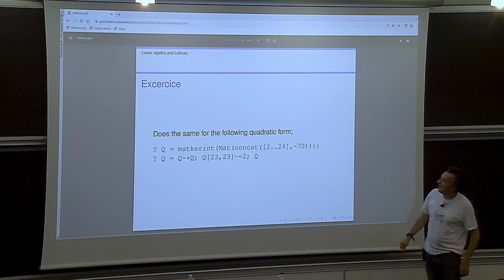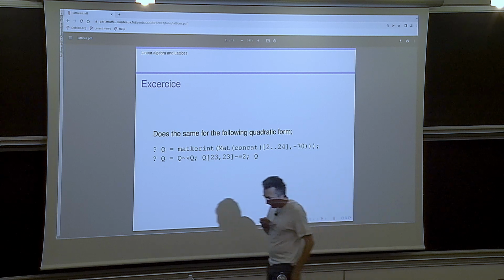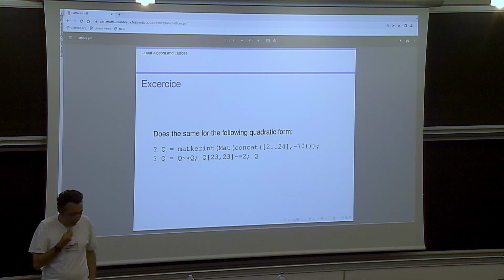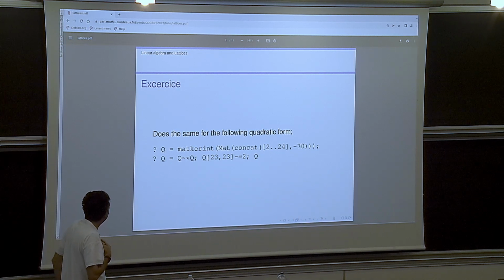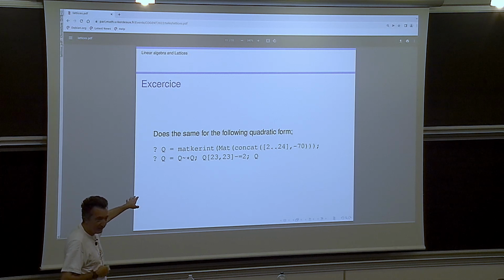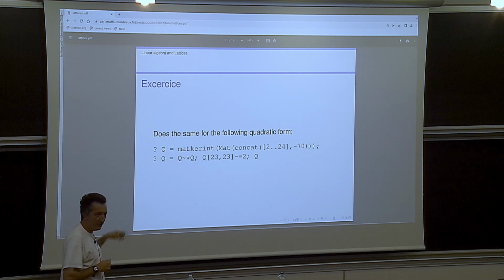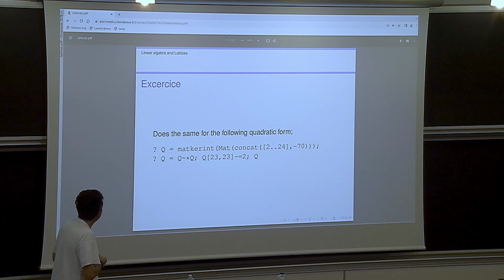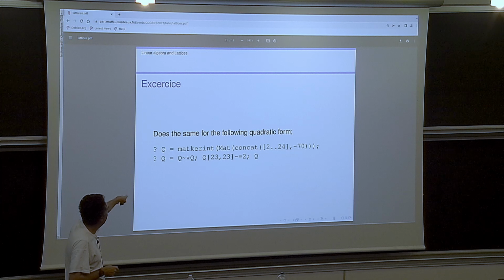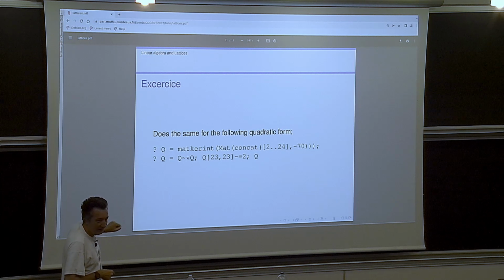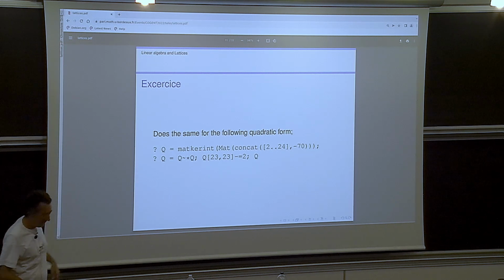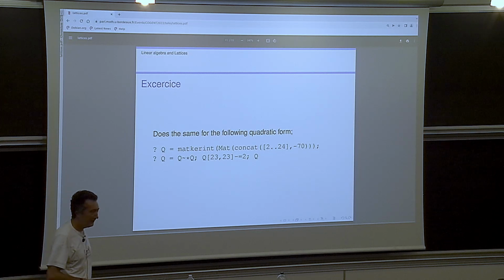So, an exercise that maybe doesn't work, because I don't know. Okay, you can try to do the same for this quadratic form. This is almost the Leech lattice actually. This is a W23 lattice which is just inside the Leech lattice. I pick it because you can write it in a very compact way, instead of writing on my slide a 23 by 23 matrix.